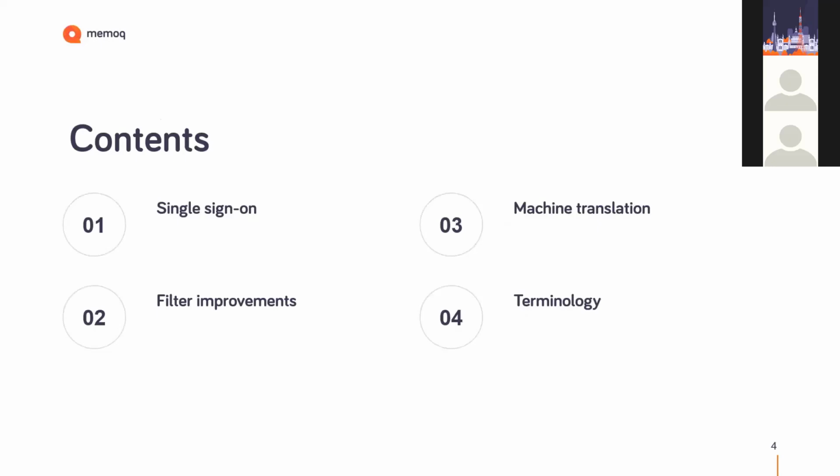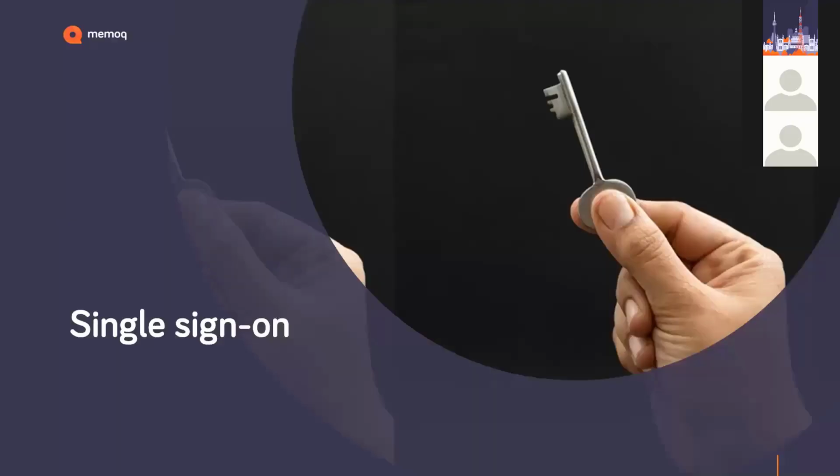What's on the table today? A little bit of single sign-on, a little bit of filter improvements, a little bit of machine translation, and a little bit of terminology. This is what we have for you today in 9.7.